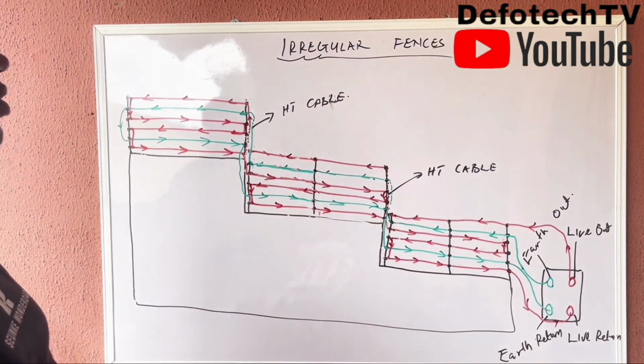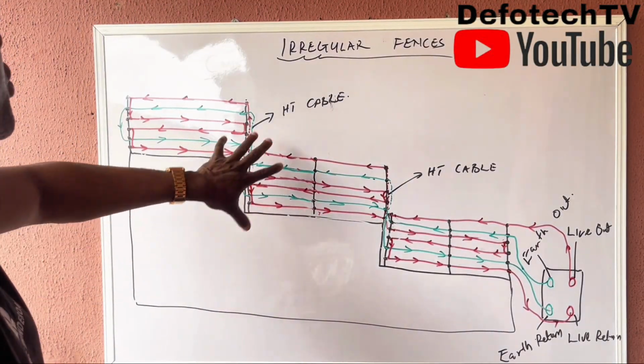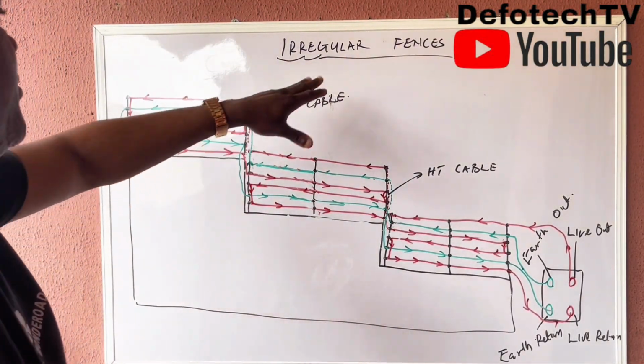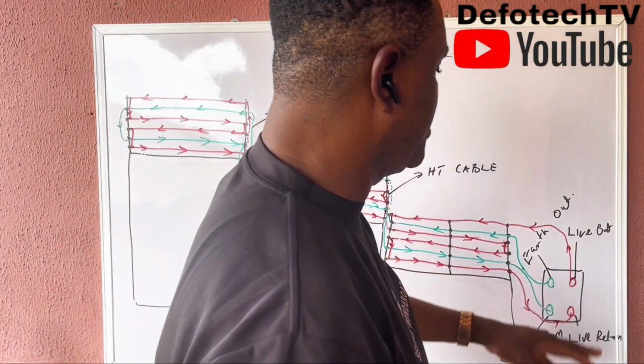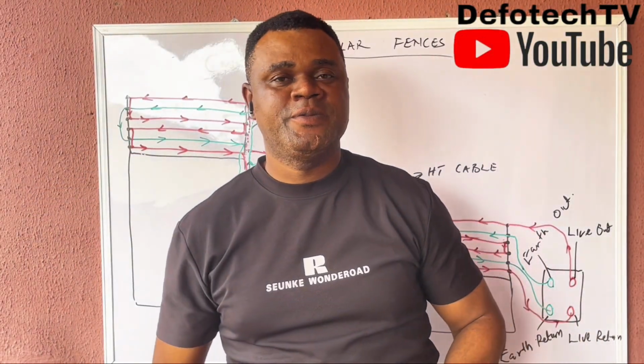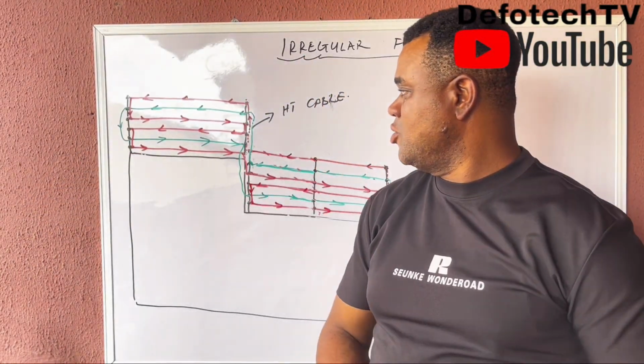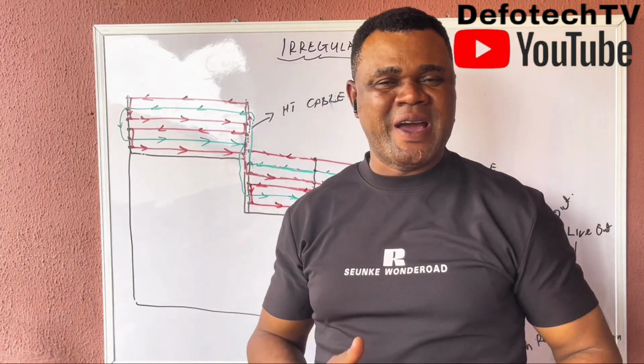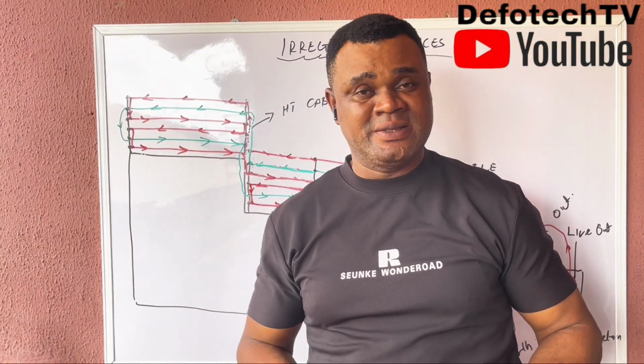So this is how this connection ought to be when you have irregular fences and you want to connect to your energizer. I hope this is clear enough and as simplified as I can.